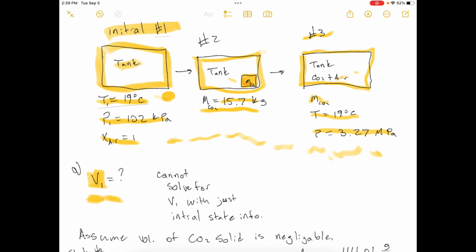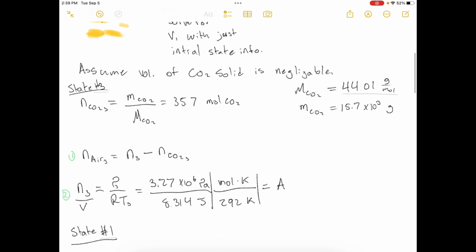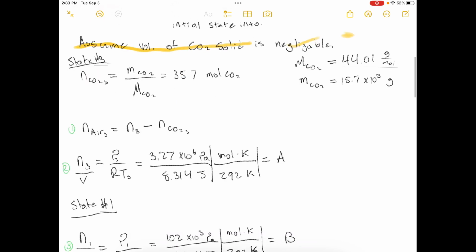Something that will give us a clue is that we started off with a certain pressure, and then the pressure built to a certain amount after we added this CO2. This relationship, a certain pressure that built after we added a certain amount of CO2, is the key to getting the volume of the tank. So assume that the volume of CO2 solid is negligible. Okay, perfect. So in state 3, how many moles did we have?